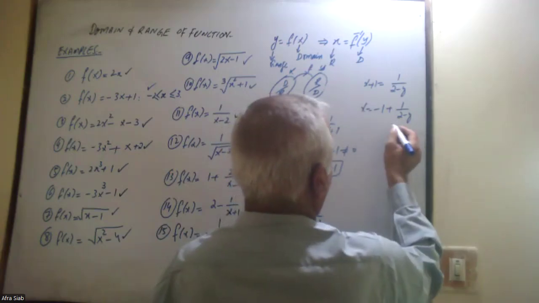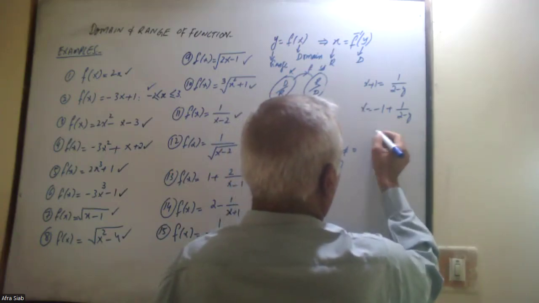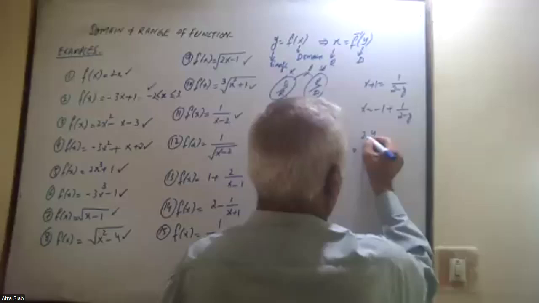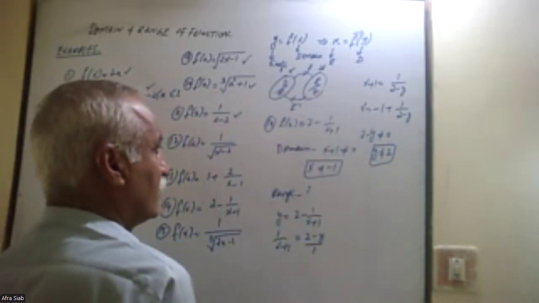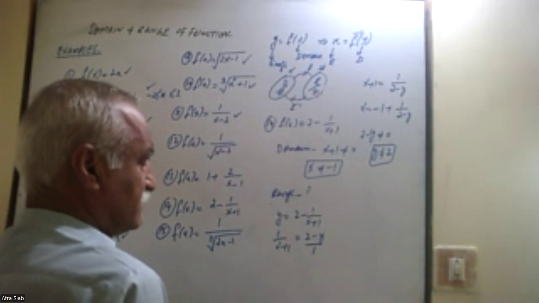So for this domain, 2 minus y should not be equal to 0, or y should not be equal to 2. So the range of this graph is that y is not equal to 2 for this function here.